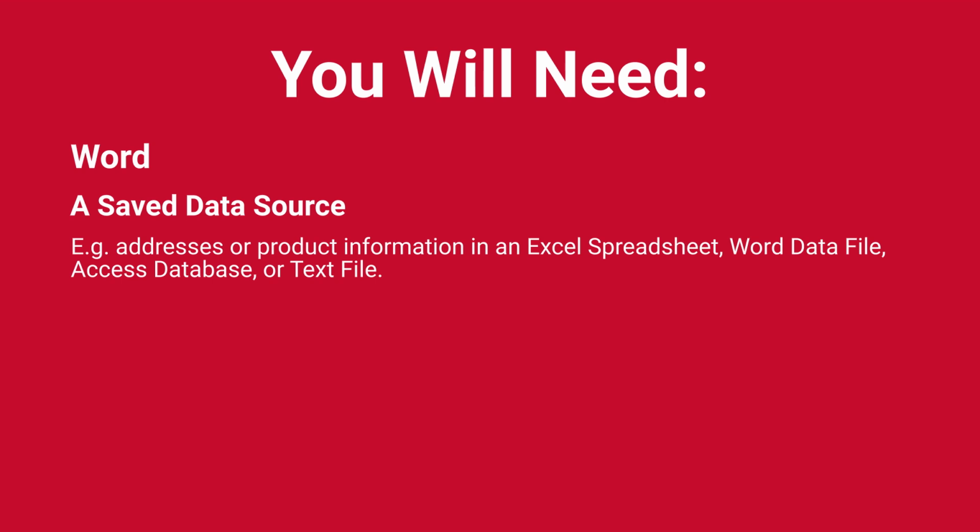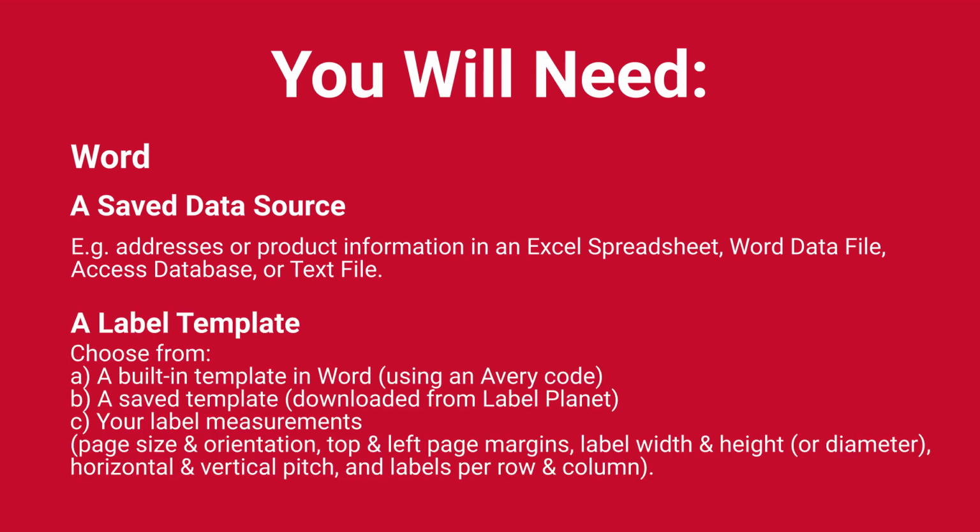You will need Word, a saved data source, for example, addresses or product information in an Excel spreadsheet, Word data file, Access database, or text file. And a label template. Choose from a built-in template in Word using an Avery code, a saved template downloaded from Label Planet, or your label measurements: page size and orientation, top and left page margins, label width and height or diameter, horizontal and vertical pitch, and labels per row and column.